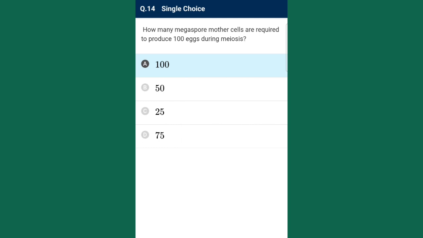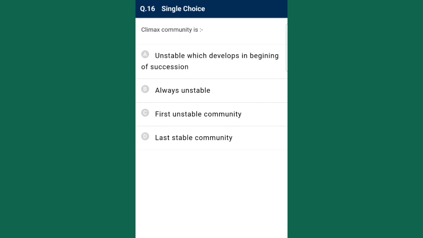There are 100 cells required to produce 100 eggs. Question number 16. Climax community is a historic term for forest. Climax community is a stable community of ecological succession. For example, an ecological community where plants and animals remain stable with each other in one environment. So the answer is option D, last stable community.